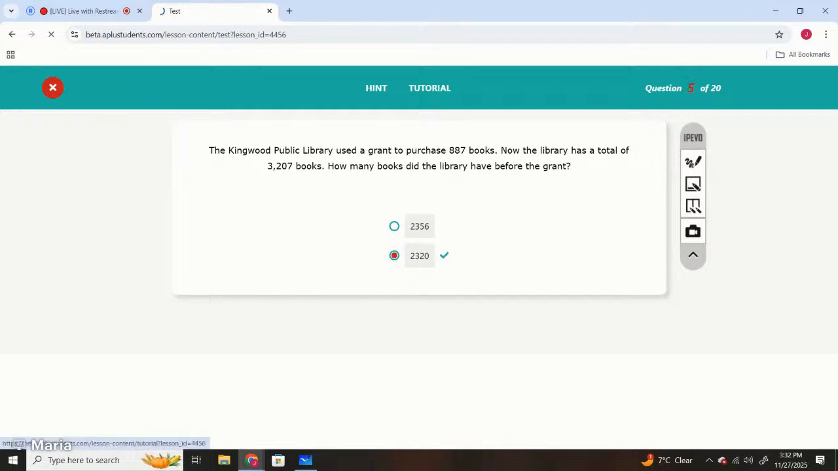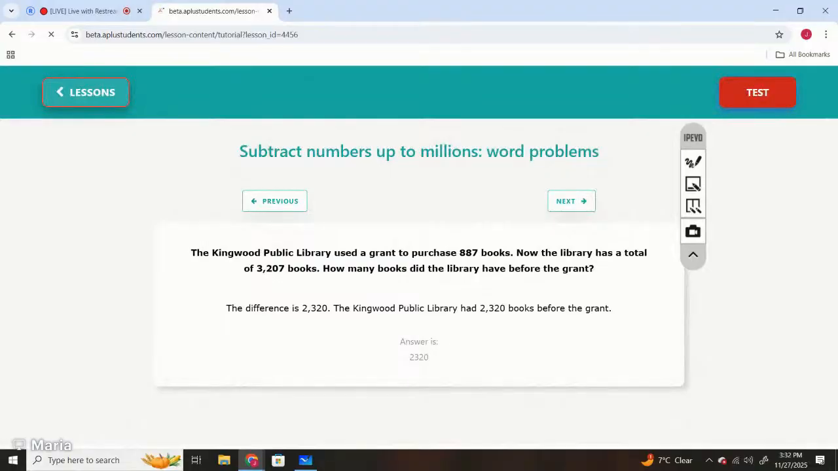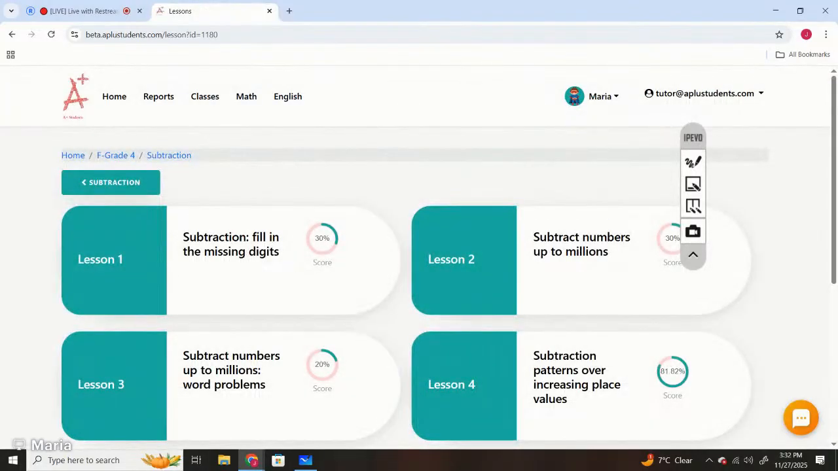Okay, you can complete the lesson by yourself later today. Let me just move on to next lesson. The next lesson is subtract patterns over increasing place values.